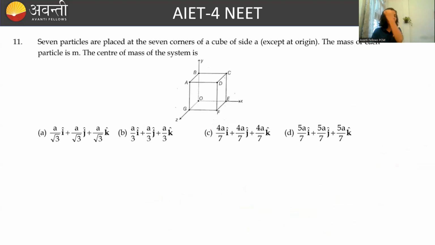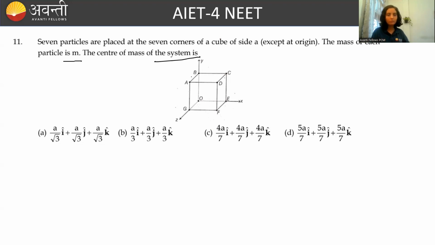Chalo, now let's move ahead. What is the question here? 7 particles are placed at the 7 corners of a cube of side a. The mass of each particle is m. The center of mass of the system. System का center of mass क्या हो? ठीक है. So on each 7 corner, mass m is kept.